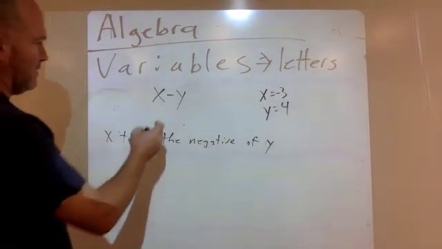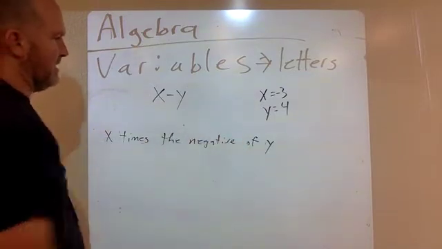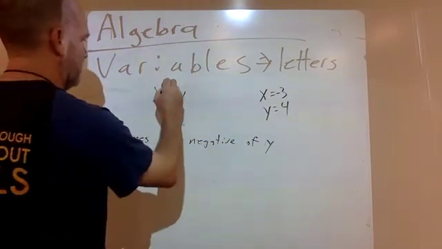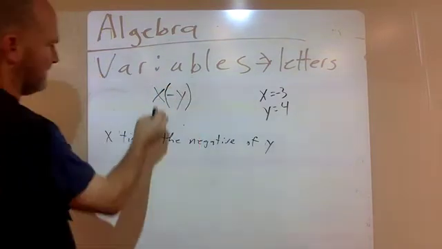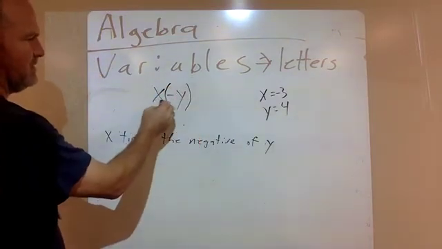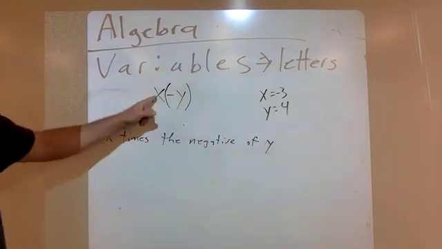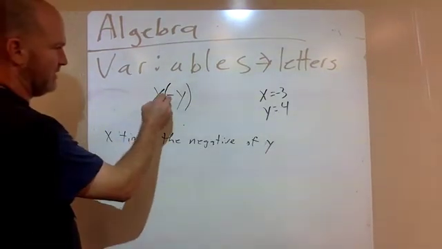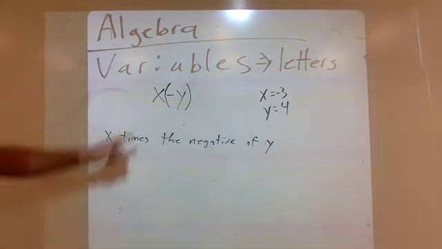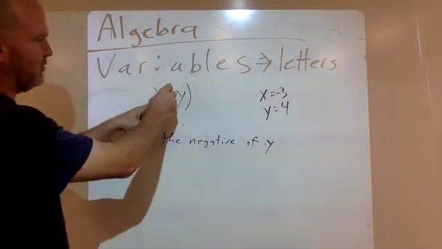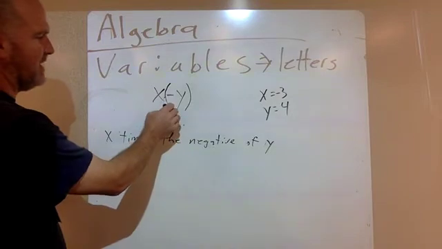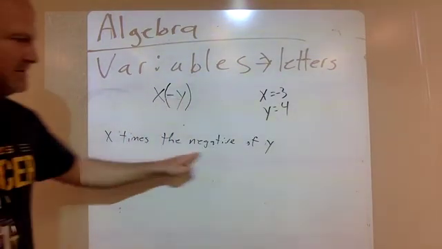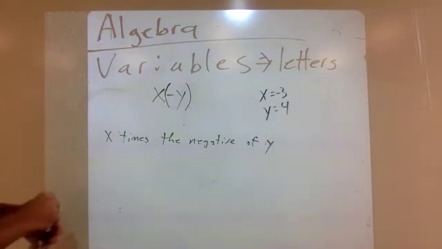So how do we represent x times the negative of y? You got to put the negative and the y inside the parentheses together. Now you've got x right next to a parenthesis. That means multiply. When you got something right next to a parenthesis, it means multiply, unless you see a plus or a minus there, which we don't. So this is x right next to a parenthesis. That means multiply. So x times the negative of y. That represents this sentence.